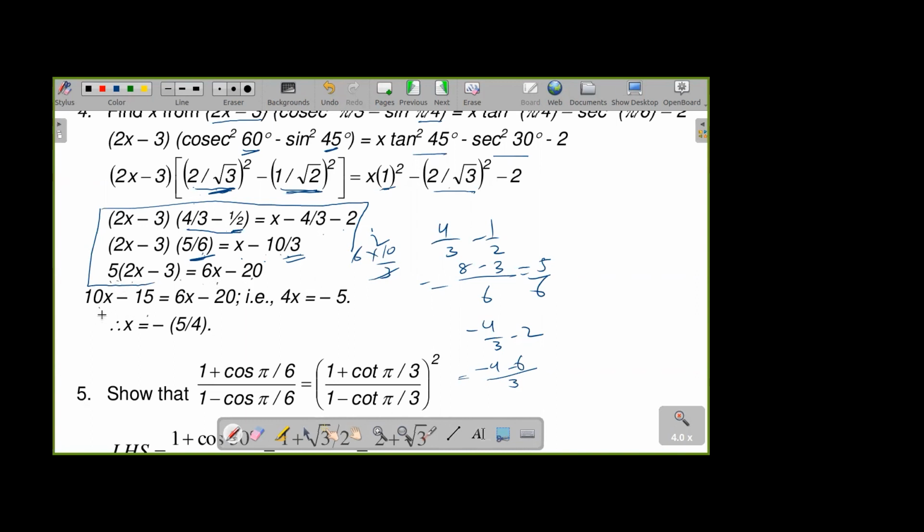Now 10x, 6x becomes this side, so it will be 4x, 10 minus 6, 4x, minus 20 and minus 15 goes to this side, so it will be minus 20 and plus 15. So minus 20 plus 15 will be minus 5, and this side is 4x. Now 4 divides, minus 5 by 4. Got it, bro. Okay, anyone have doubt? No, bro.